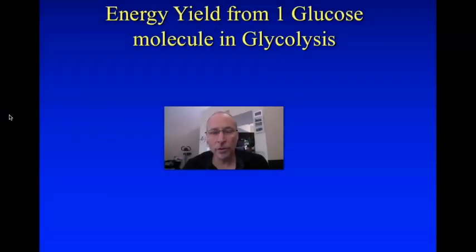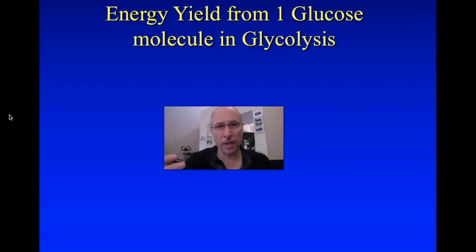Okay, so before we get to the A level, let's just summarize what we've done. We started with a single glucose molecule. We broke it down into two G3Ps, and from those two G3Ps, we extracted a bunch of energy and ended up with two pyruvates. So let's think about this for a second.